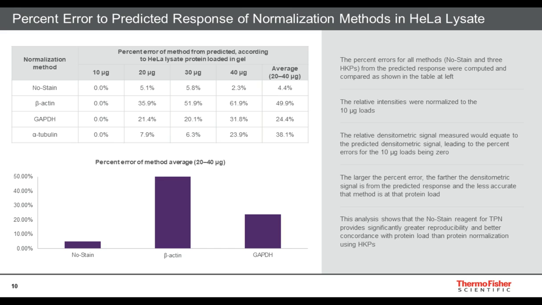GAPDH fares better compared to actin, but again, there is still significantly higher error. And for No-Stain, although the ideal result would be 0.00%, so no percent error at all, that is usually almost impossible to achieve in the experimental world. So No-Stain has an error of 4.4%, which is again really low. And what that means is with No-Stain, you are getting the best quantification data using the protein ranges that were used in the HeLa cell lysates.